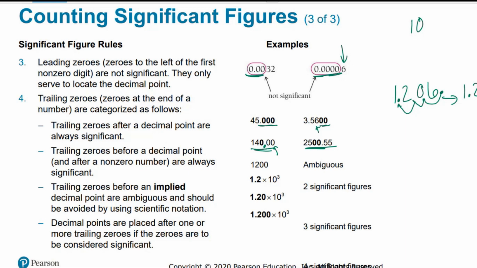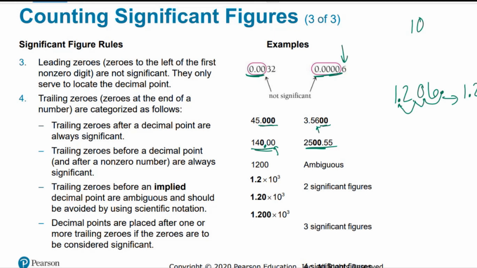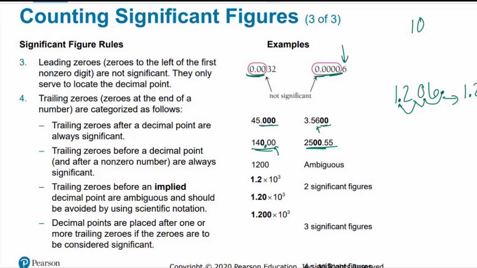So that's times 10 to the third. Okay, times 10 to the third. So to get my number back, I would have to multiply by 1,000. If I multiply that by 1,000, I would get 1206. Okay, so that's 1.206 times 1,000 basically.